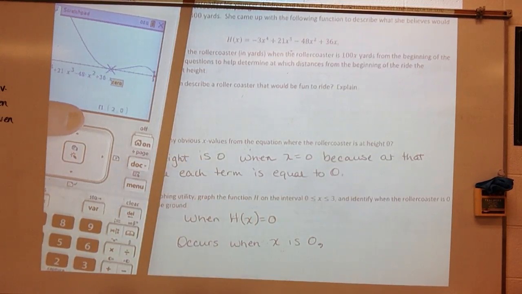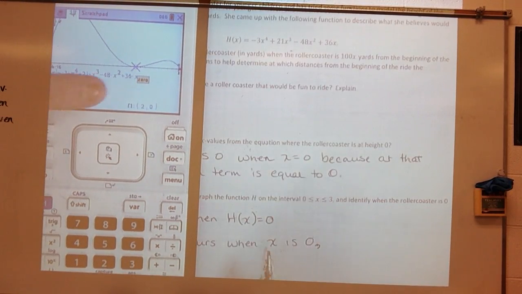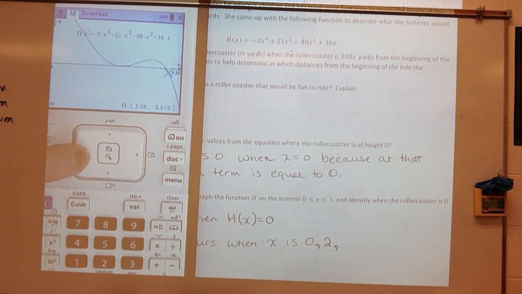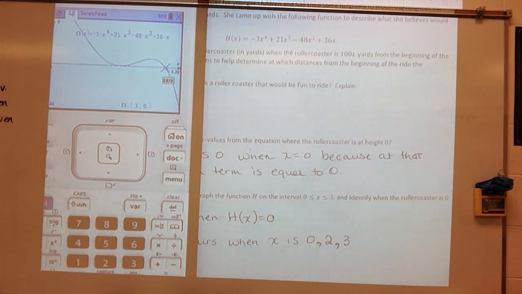And it shows me that when y is 0 is also at x is equal to 2. Alright, let's do another trace. Let's keep on doing my trace here, because I feel like there's another spot, and then I notice that my y is also 0 at 3. Alright, so it occurs when x is 0, 2, and 3.